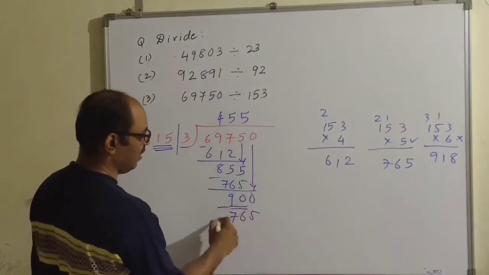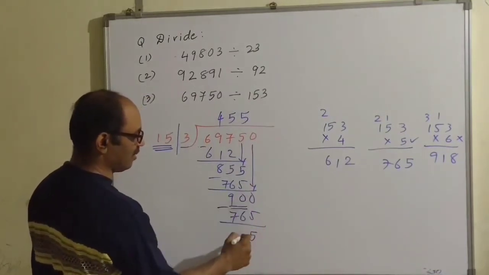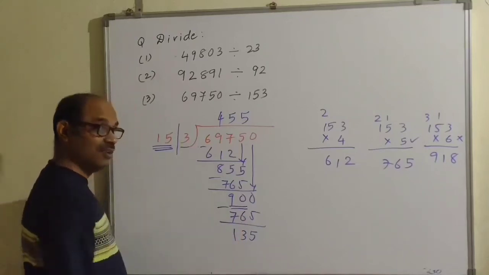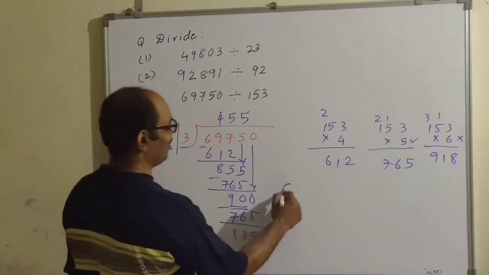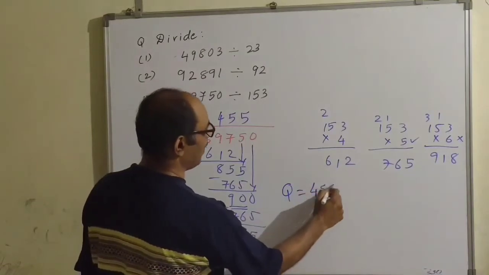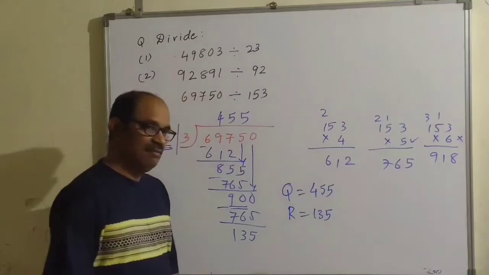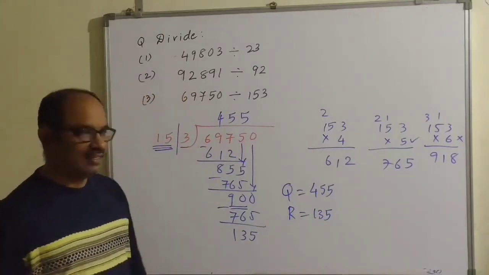7, 6, 5. 10 minus 5 is 5, 9 minus 6 is 3, and 8 minus 7 is 1. So this is your remainder. So what is your quotient? 455. And what is your remainder? 135. I hope you understood that little trick.